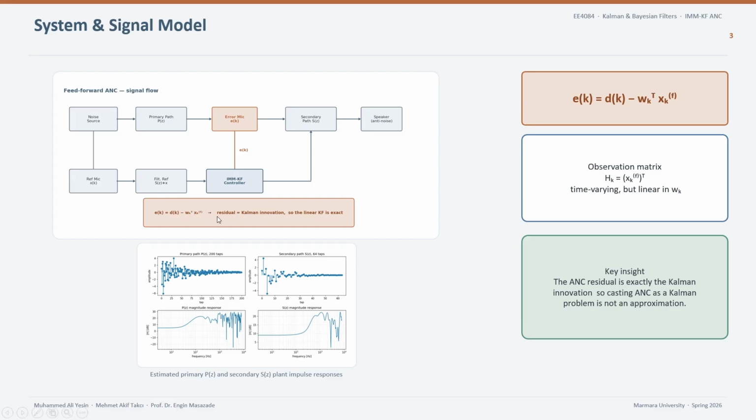Now here's the insight that shaped the whole project. The residual is exactly the Kalman filter's innovation term. So casting ANC as a Kalman estimation problem isn't an approximation or analogy, it's exact. The observation model is linear in the filter weights, which, as we'll see in two slides, means a plain Kalman filter is all we need. At the bottom, you can see the actual estimated primary and secondary path impulse responses we used.